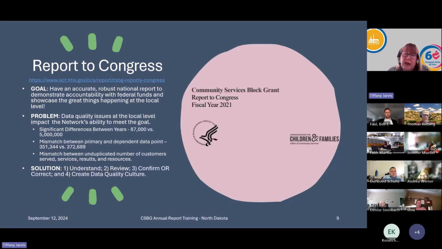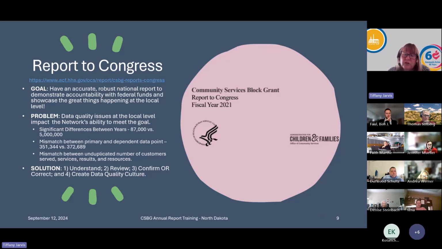So the solution is to understand, to review, confirm or correct, and create a data quality culture. So what I mean by understand is know what you're reporting. That's important. There's a lot of resources about the annual report. There's instruction manuals, and not everybody seems to know that there's instruction manuals, but it does provide a lot more detail than the report itself.